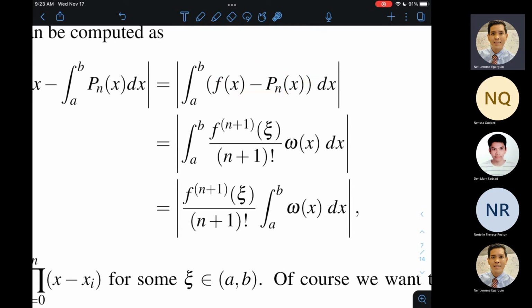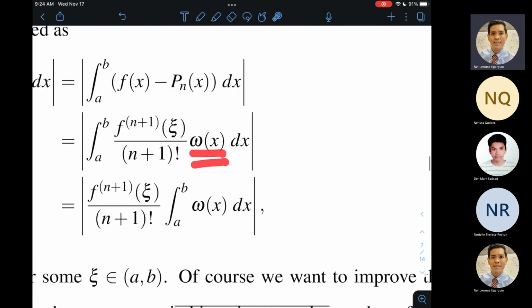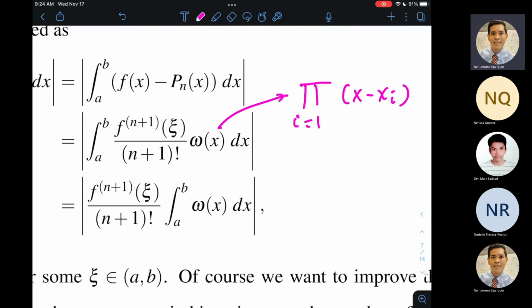Ano yung theoretical difference between f and p sub n? And that would be the n plus 1 derivative of f evaluated at c all over n plus 1 factorial times omega of x. Remember, omega of x is the product ng mga x minus x sub i going from i equals 0 until n. Nagpalit nga pala ako ng index dito. Okay. And then this guy is a constant, all right? So it goes out of the integral. So magkakaroon tayo nito. And then this guy would be a constant. It will just be the integral of this polynomial from a to b, okay?